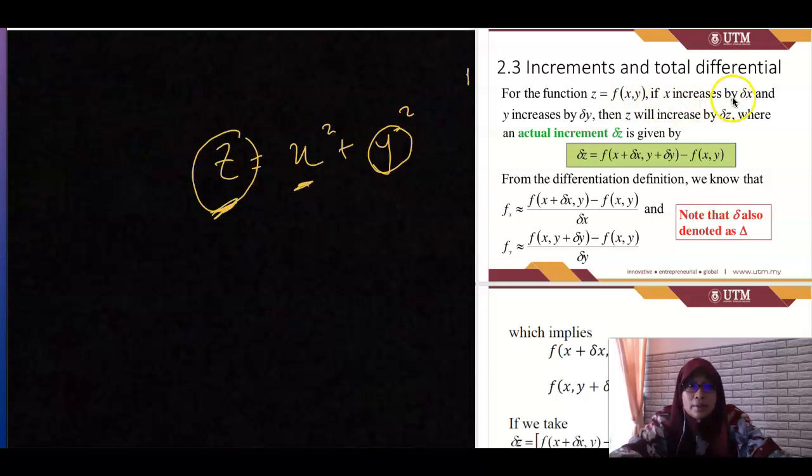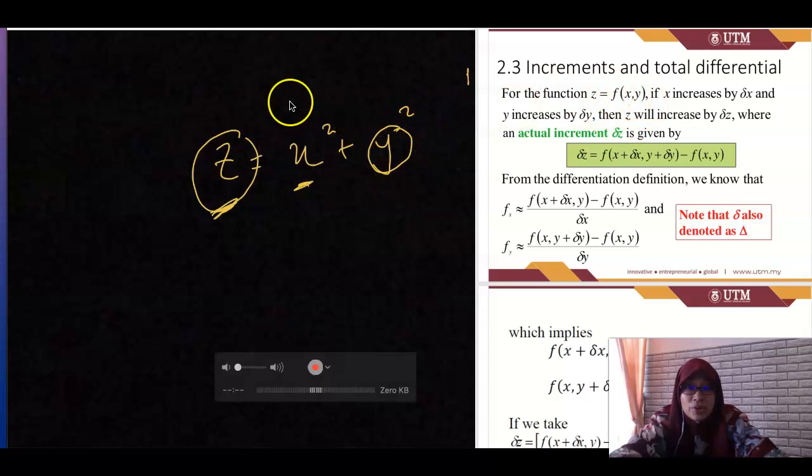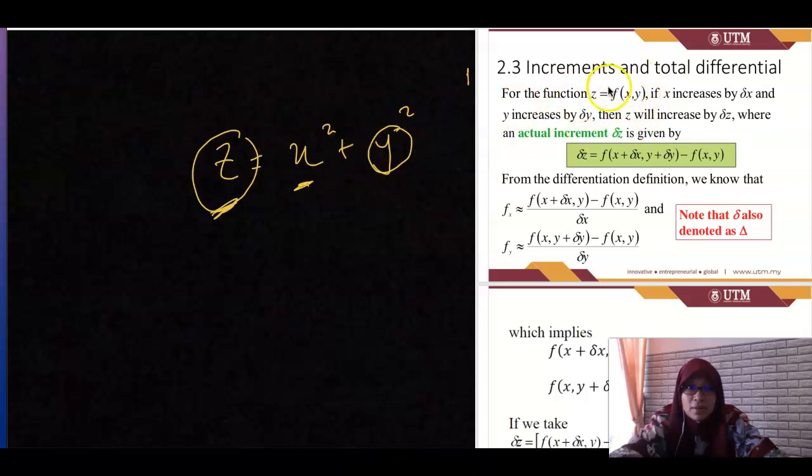So x increases by delta x, and y increases by delta y. The increase of x we call delta x, the increase of y we call delta y. After we put the changes into the function, z can also change, right? The change of z we call delta z. In this case, the actual increment is given by delta z.